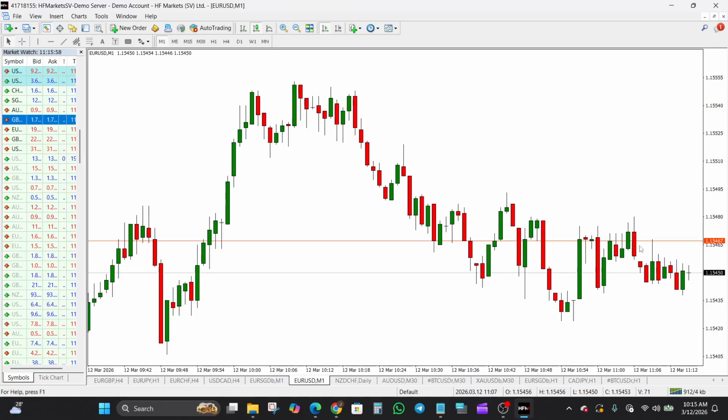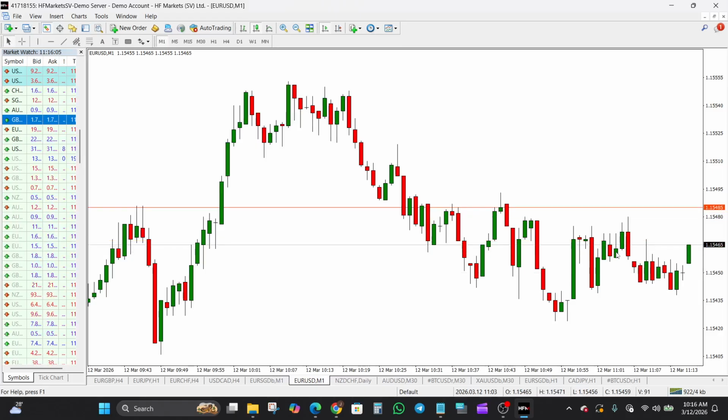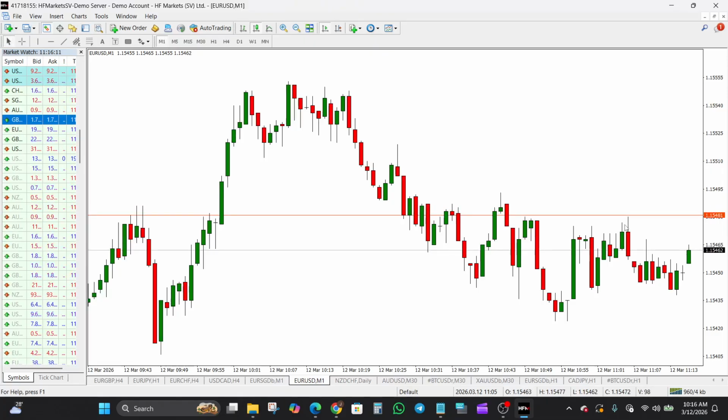So spreads are essentially part of the trading cost. Some brokers offer fixed spreads while some offer variable spreads. Lower spreads generally reduce the cost of entering and exiting trades, which is something many traders consider when comparing brokers. All right. And then another factor is the commission structure, right?